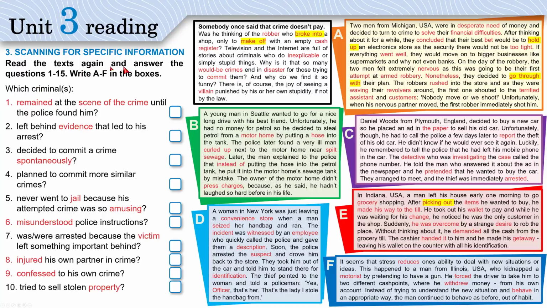Now read the text again and answer the questions 1 to 15. Write A to F in the boxes. Which criminal remained at the scene? He didn't move from the place where he committed the crime until the police found him. That's B. The police found him curled up next to the motorhome.